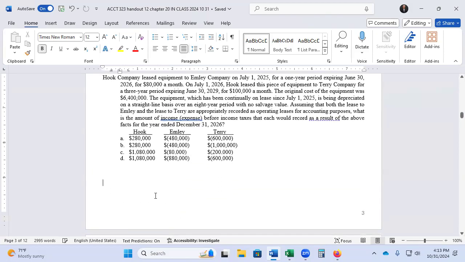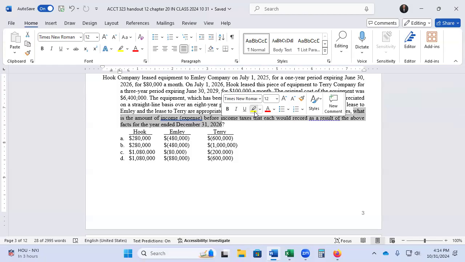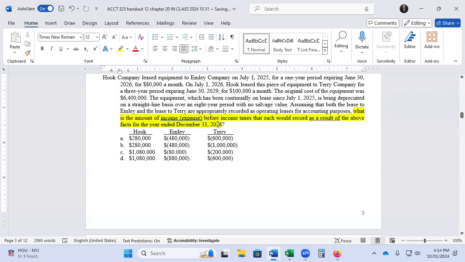I'll take a look at example one and I'll walk you through it. What they're looking for here is the amount of income or expense before income taxes that each would record as a result of the above facts. Keep in mind that it started in 2025, but they're asking for 2026, so we don't have to make any half-year adjustments.